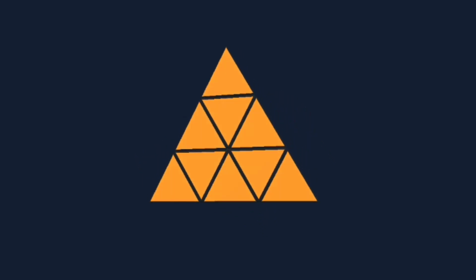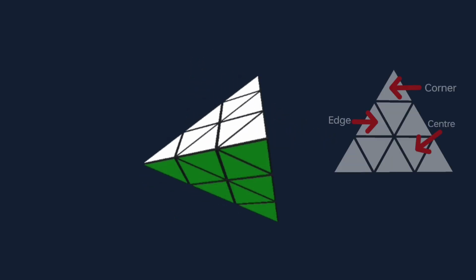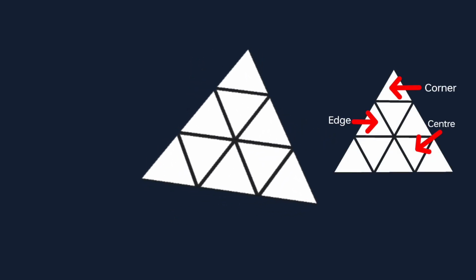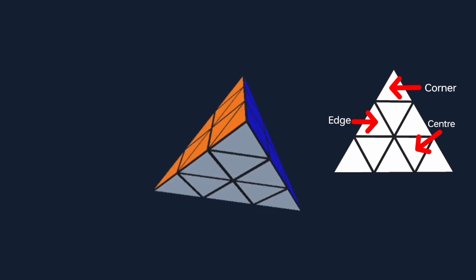Today we will be learning how to solve the 3 by 3 pyramid cube. It looks like this. It has many edges, centers and corners. These three are the centers, these three are the edges, and this is one corner.